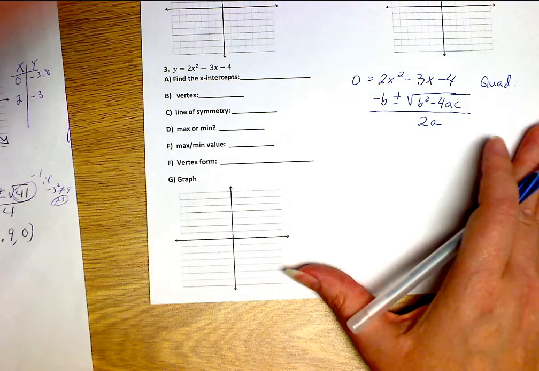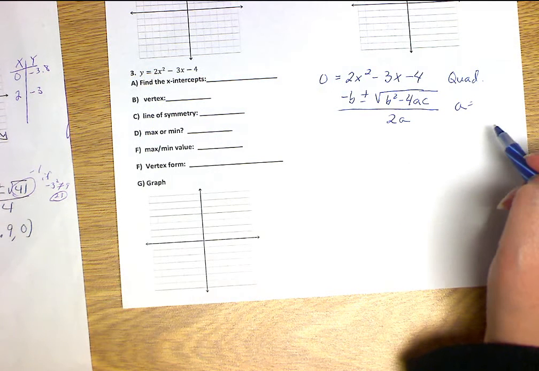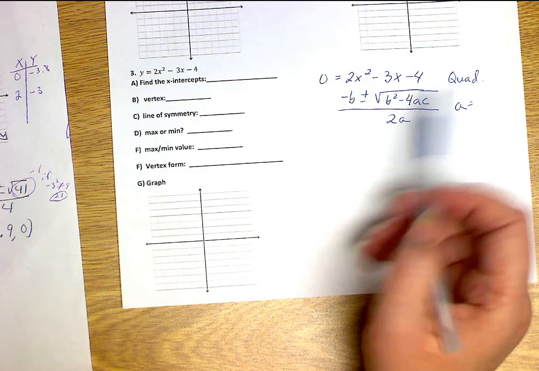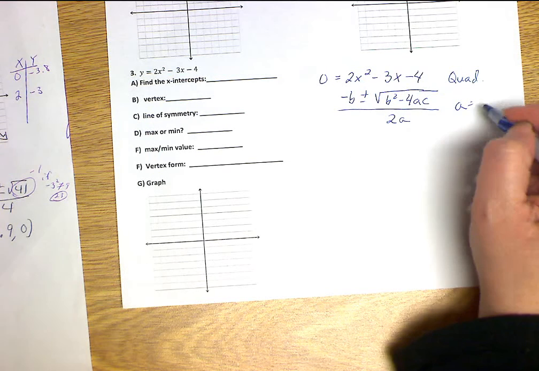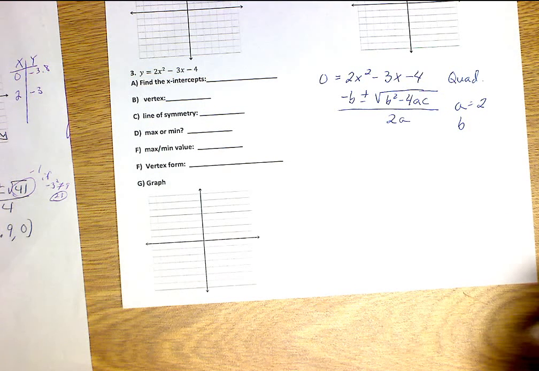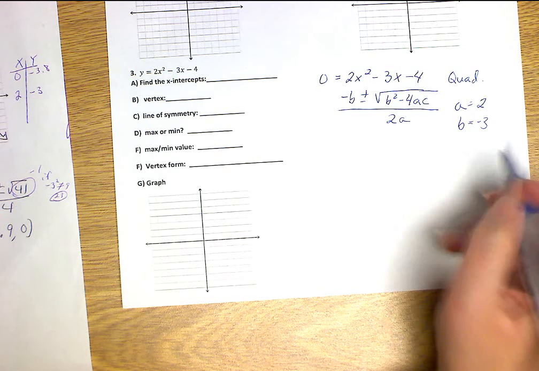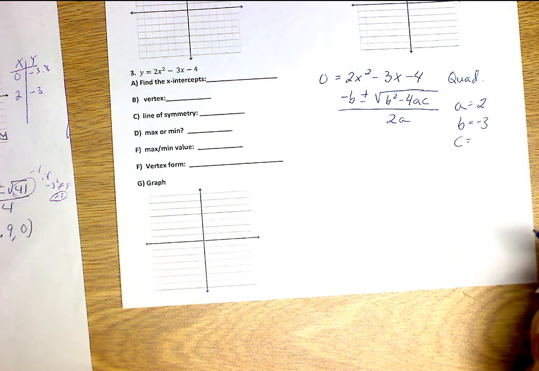A is the number in front of what? The x squared. So A is 2. B is in front of the x. So what is B? Negative 3. C is the thing by itself. So C is negative 4.